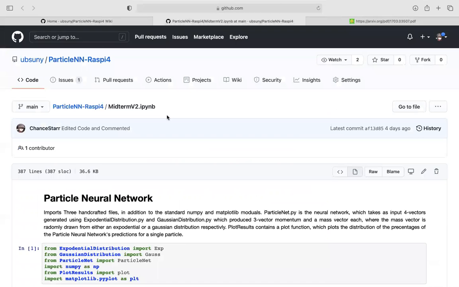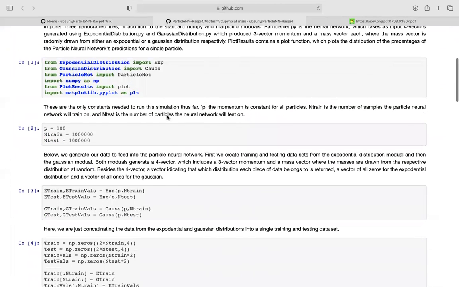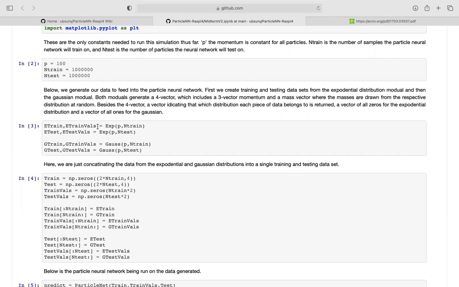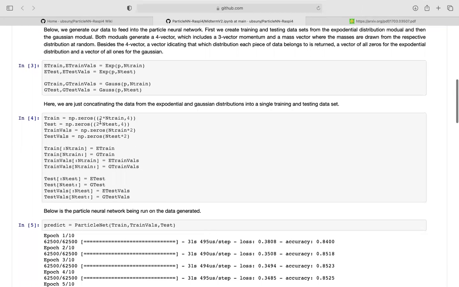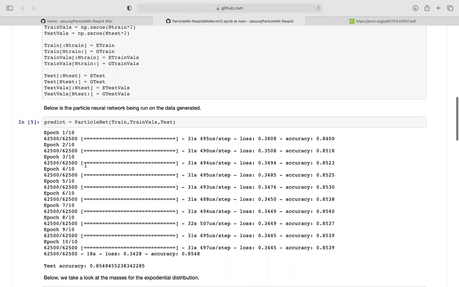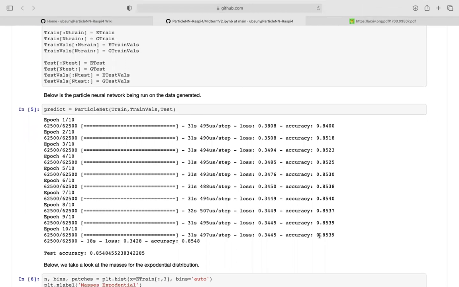Now, let me show you the code. So we set P equal to 100. That's the momentum. We set our training set and our test set. Then we create the exponential and Gaussian data distributions each. And in this cell block, we concatenate them all together into a nice, neat training set and a nice, neat testing set. Here we're running the neural network. As we can see, it's claiming around 85% accuracy.